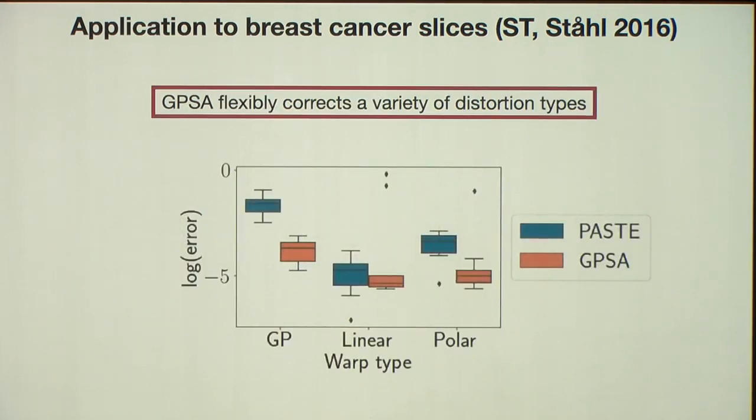Looking across different types of warps, there are many different types of distortions that might appear in real data. We checked how well GPSA could align different types of warps, and we found that across three different types of spatial warps, we could pretty reliably recover a good alignment. So we hypothesized that this flexibility across multiple different types of warps and having this local nature will be important.